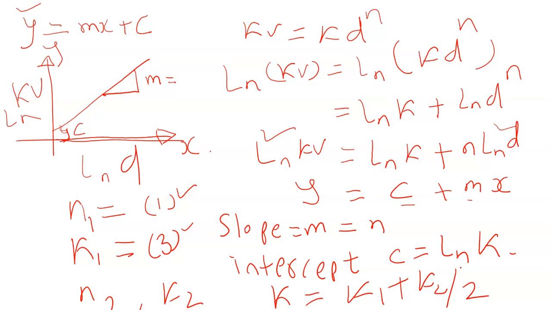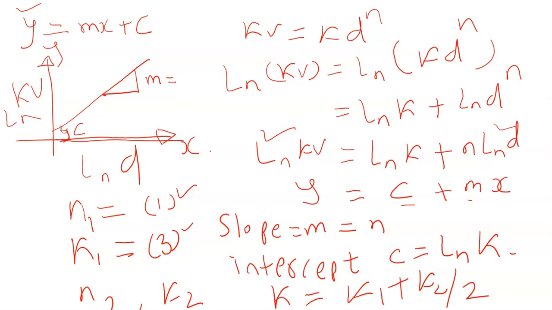Find the average value of the constant analytically. For this experiment, I have given you the observation table. You plot the graph on log paper and then find out K and n graphically also. I have mailed today's experiment write-up. You can refer to that write-up, substitute the values of observations, do calculations, plot the graph on log paper, and find the values of K and n analytically and also graphically.